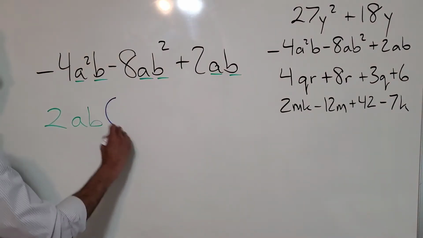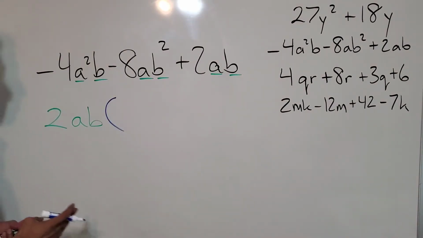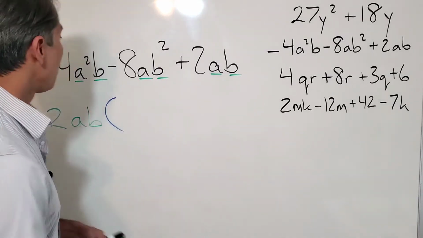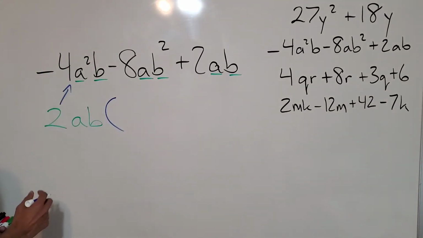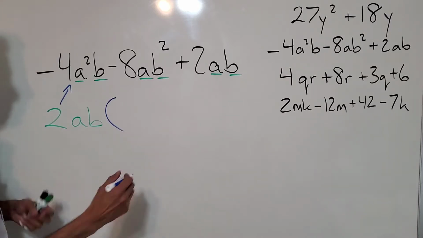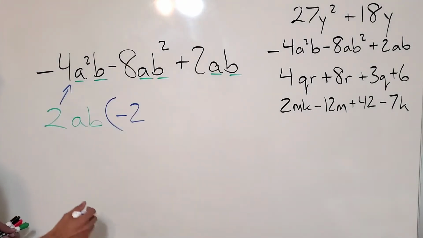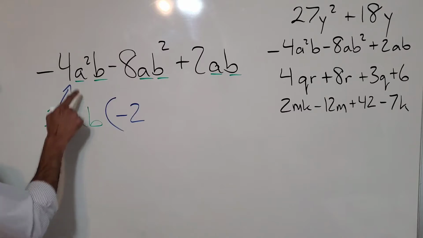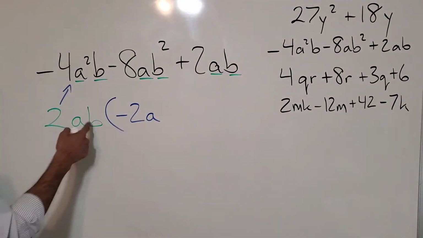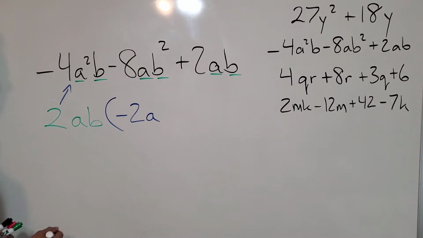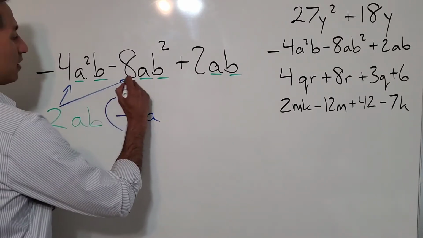So I'm going to draw my parentheses and then say to myself, self, what do I multiply a 2 by to get a negative 4? Oh, 2 times negative 2. I have 1 a, but I need 2, so therefore I can put 1 more in there. And I already have a b, so I'm good. Okay, let's move on to the next guy.